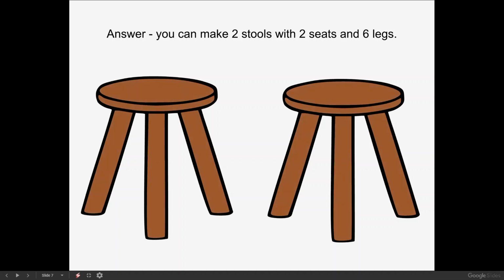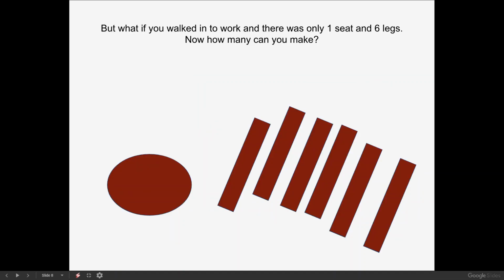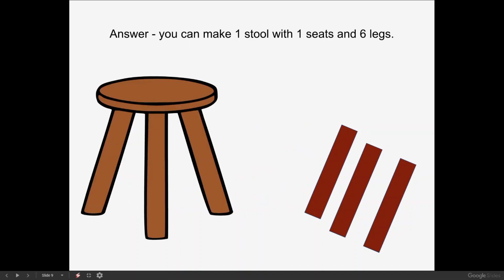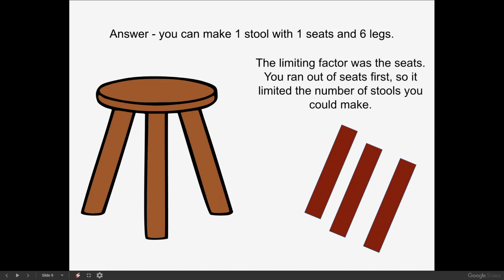But what if on Tuesday you go to work and there's only 1 seat, but now there's 6 legs? How many stools can you make now? It should be obvious that you can only make 1 stool. You only had 1 seat. You ran out of seats before you ran out of legs. So you'll make 1 stool, but you'll have 3 legs left over. What did you run out of? You ran out of seats. So we say that the seats are the limiting factor. They limited the number of stools you could make.